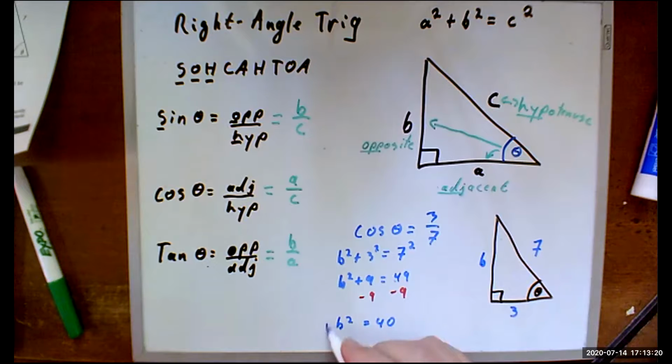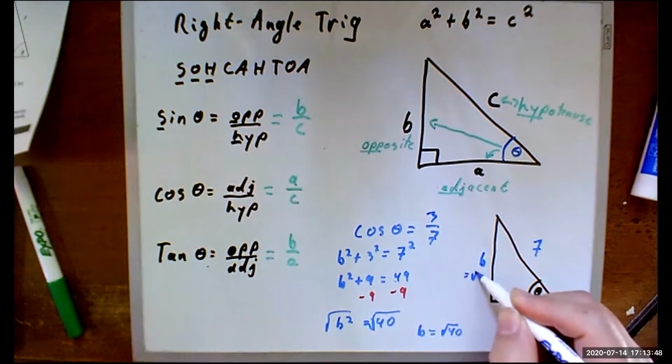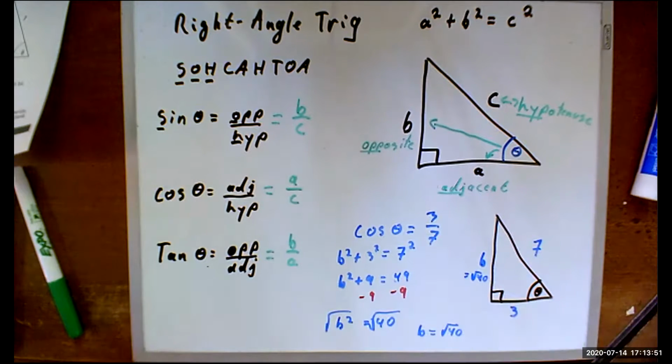We take the square root, and B is equal to the square root of 40. And I'm just going to leave it as the square root of 40 because turning it into a decimal makes it an unwieldy number. So we'll just hold on to it like that for now. So now we know that this, our B, is equal to the square root of 40. So now we have our opposite side as well.